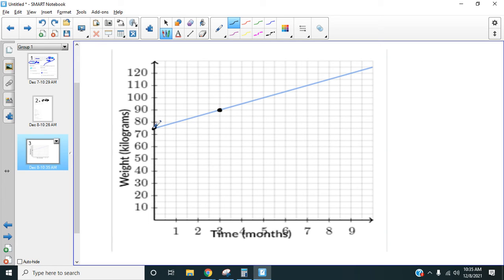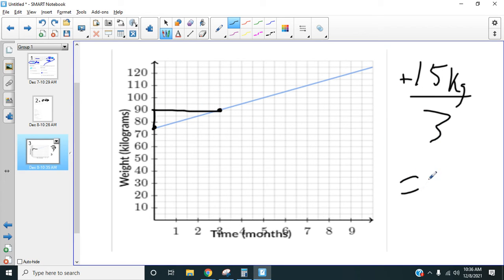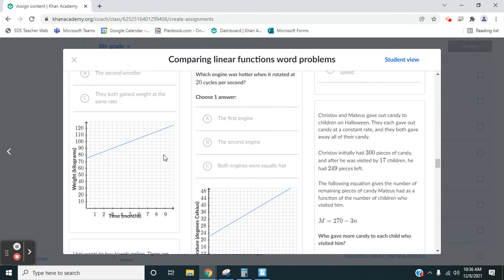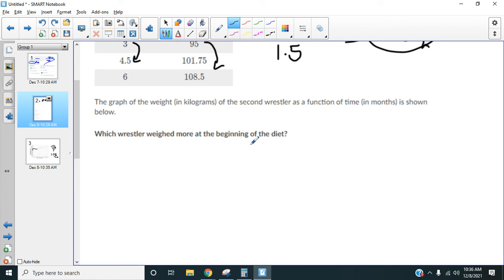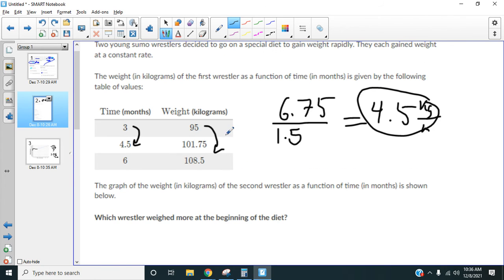Just pick those two. We went from 75 up to 90, right? So that's up 15 kilograms over the course of 3 months. We can do that in our heads, right? That's 5 kilograms per month. So question is, again, which wrestler weighed more at the beginning of the diet? We haven't figured that out yet, have we? All we found is the slope. So what do we need to do?